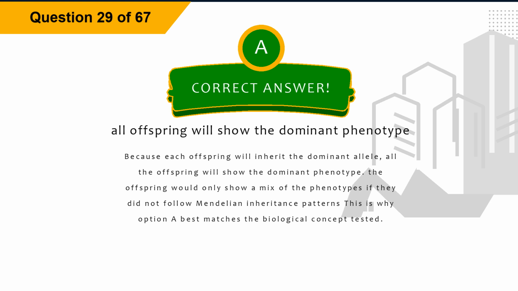Explanation. Because each offspring will inherit the dominant allele, all the offspring will show the dominant phenotype. The offspring would only show a mix of the phenotypes if they did not follow Mendelian inheritance patterns. This is why option A best matches the biological concept tested.